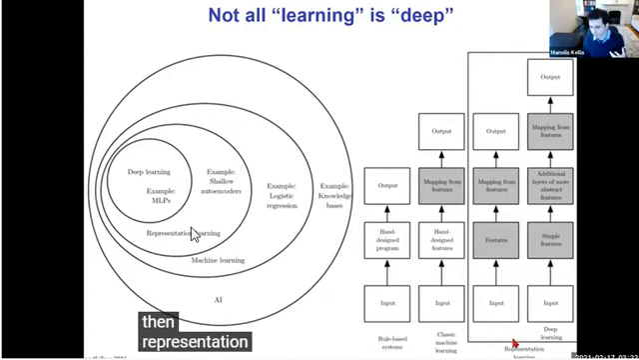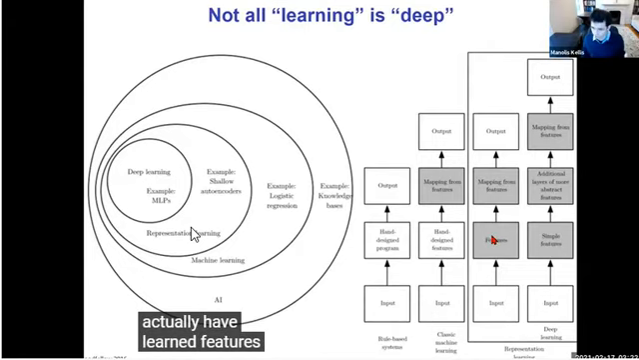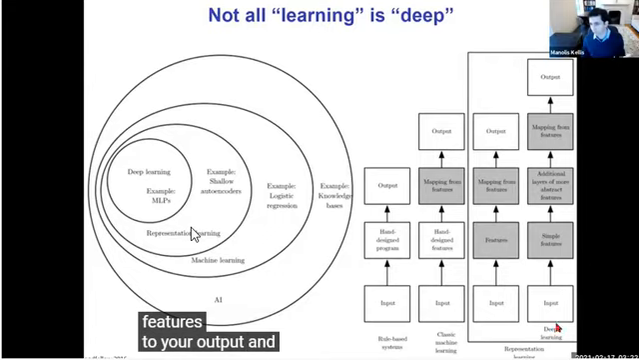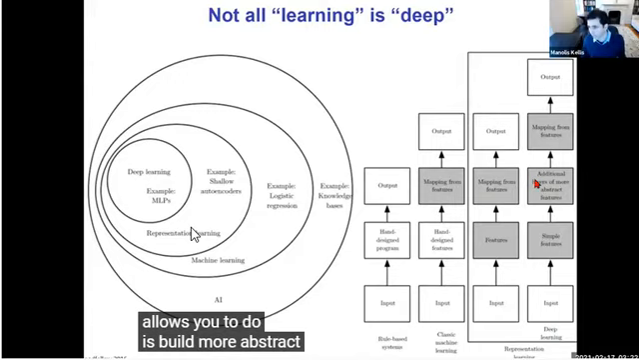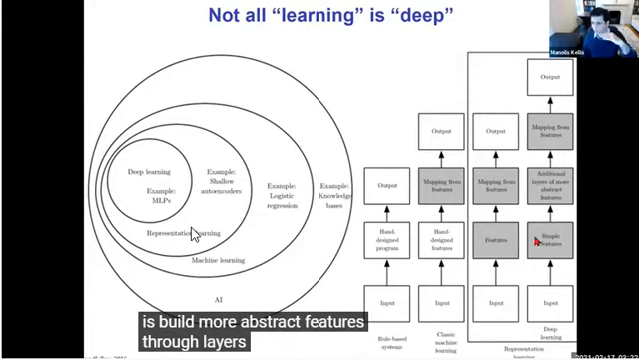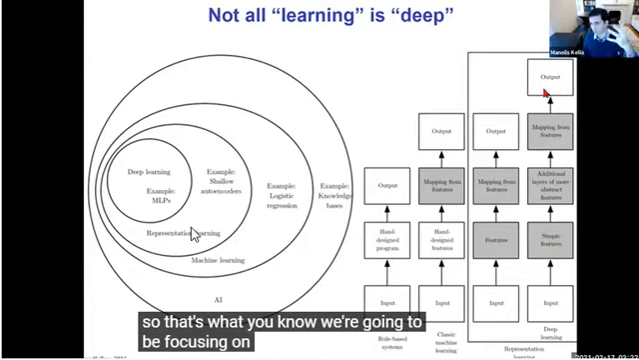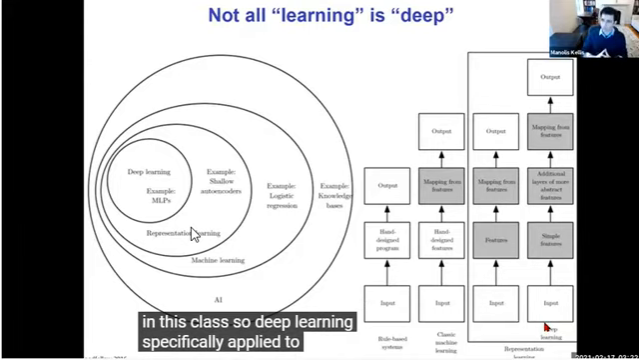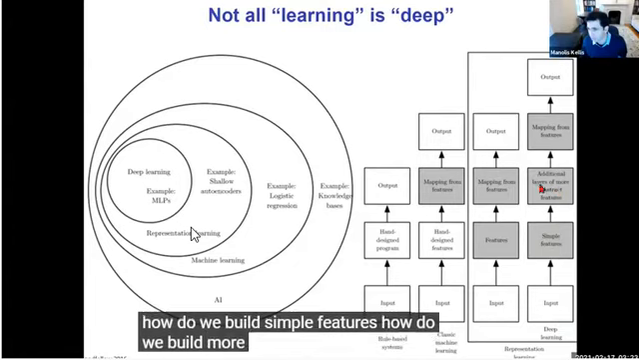Then representation learning allows you to not only have hand-designed features, but actually have learned features and mapping from these features to your output. And what deep learning allows you to do is build more abstract features through layers, starting from simple features. So that's what we're going to be focusing on in this class. So deep learning specifically applied to all kinds of areas of the life sciences. How do we build simple features? How do we build more abstract features?